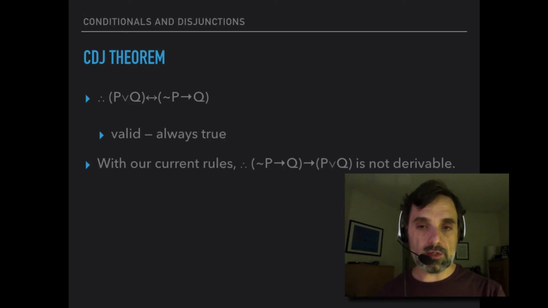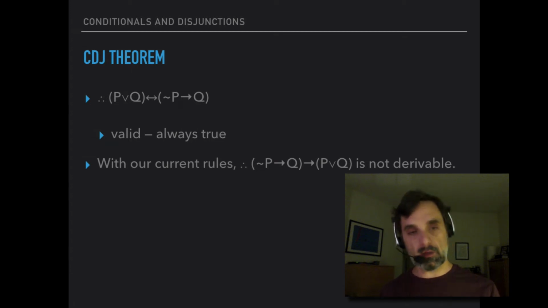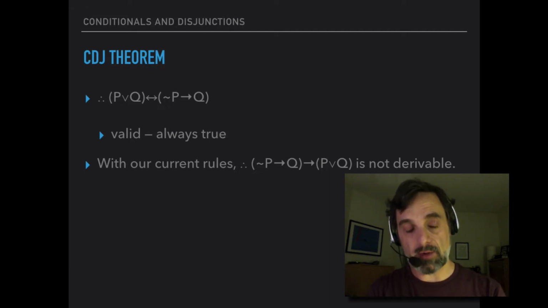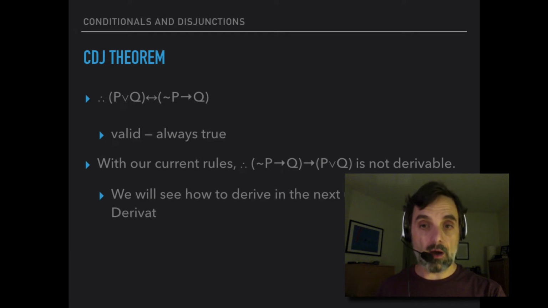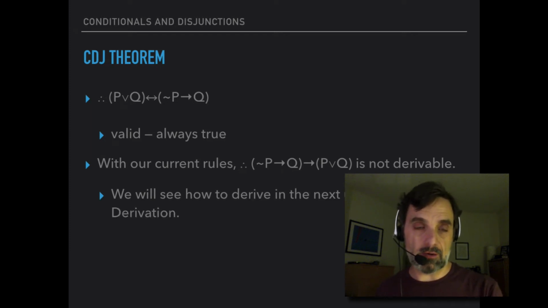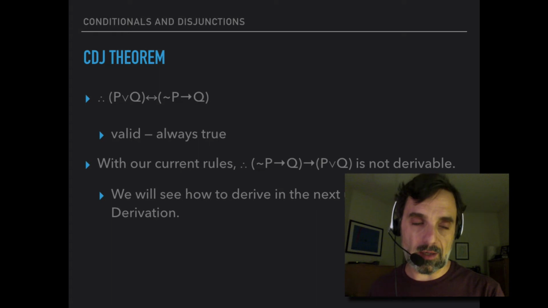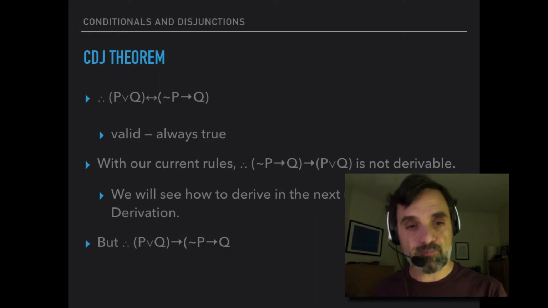With our current rules, since it's a biconditional, we can think of it as being made up of two conditionals, from the left to the right and the right to the left. As it turns out, with the rules we have right now, we cannot derive the right to left conditional in this biconditional. That is, we cannot derive that if it's the case that if not P then Q, then it's the case that P or Q. But we'll see how to derive it in the next unit when we introduce a new method of boxing and canceling and making assumptions called indirect derivation.